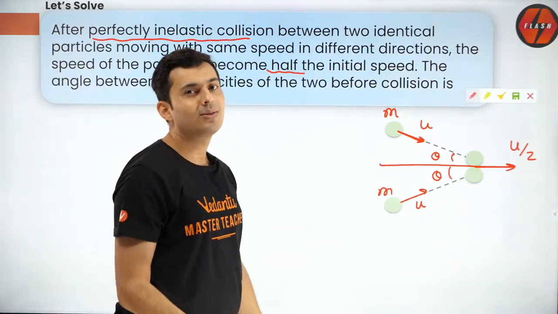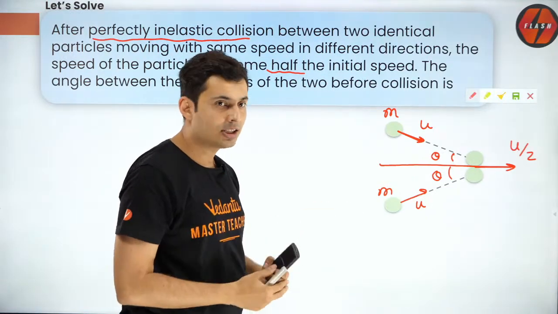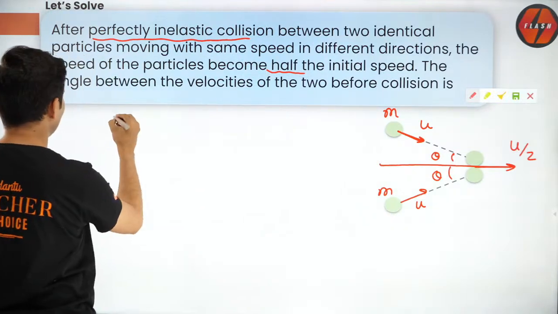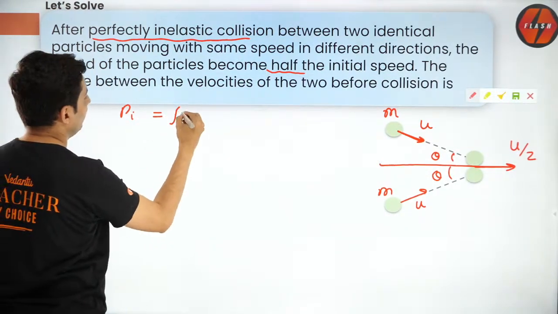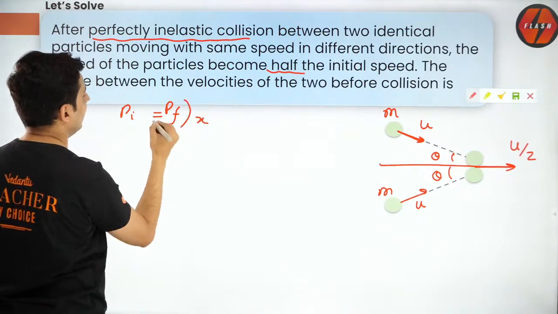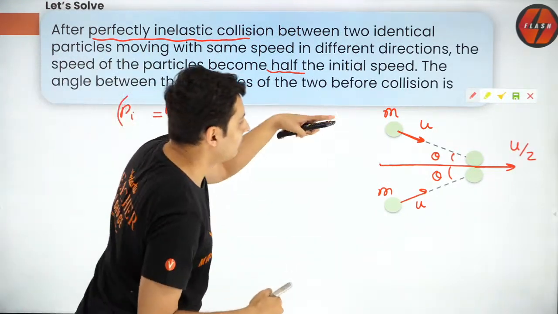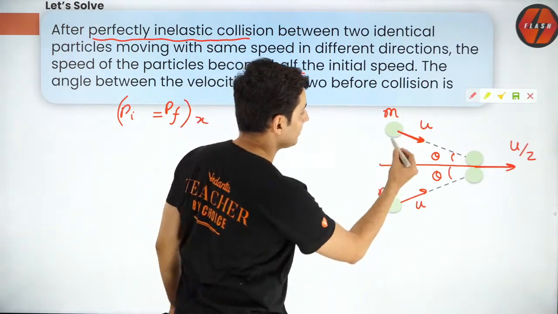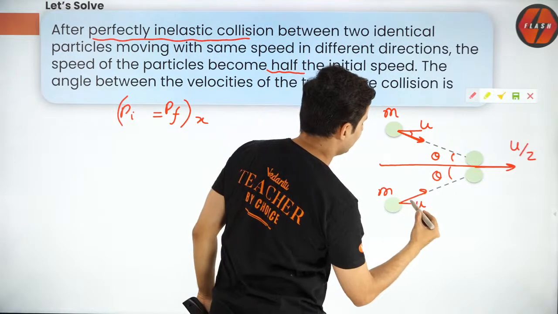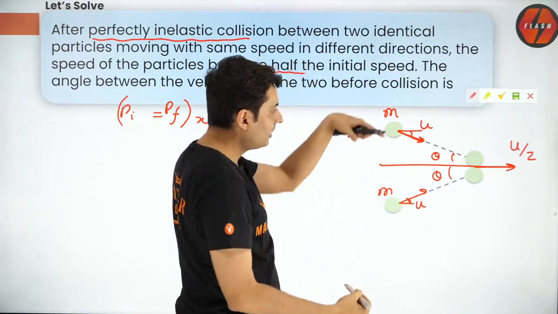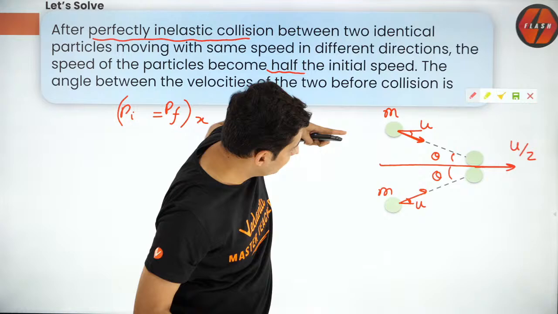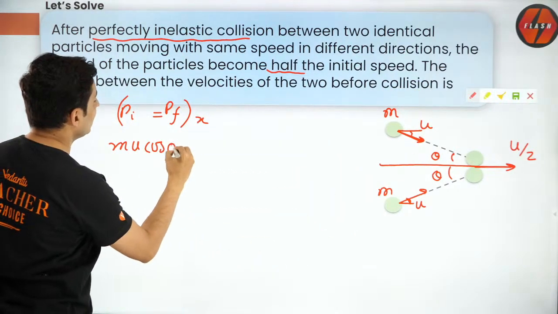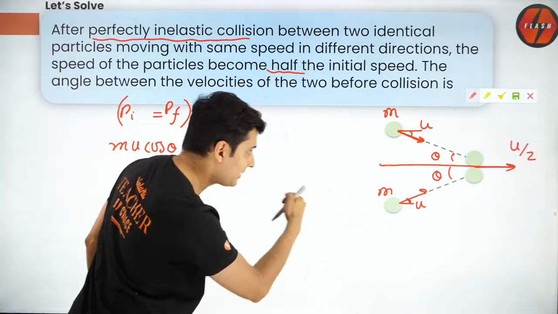What should we do? Use conservation of momentum. In which direction? The x direction, that's the easiest one. Initial is equal to final, in the x direction, remember. What is the momentum in the x direction? mu's component is cos theta, because this angle will also be theta. Do not forget that. If this is mu, this will be mu sine, that will be mu cos. So mu cos theta plus, do not forget this mass.